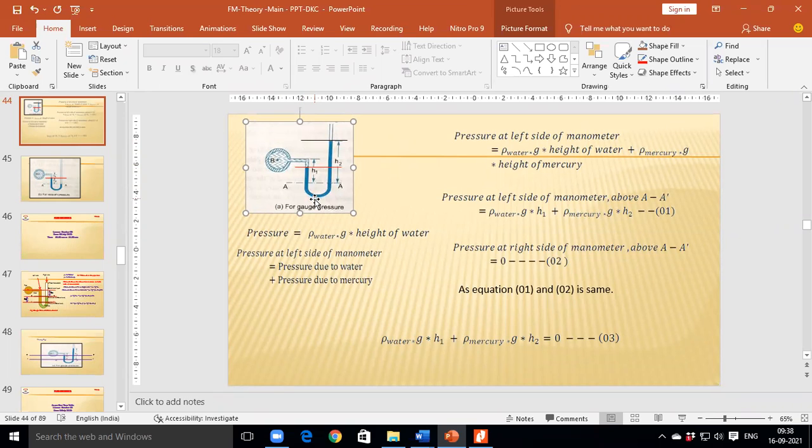Which one is the datum line? A dash, this middle line, or the upper line? Is the middle line the datum line, or the lower line, or the upper line? Make sure. If you clear this concept, 50% of the numerical part is finished based on this concept. If the datum line is shown correctly, then the numerical will get at least 50% solved.